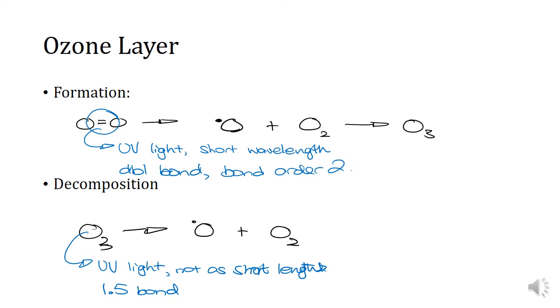A shorter wavelength of UV light is used to break apart oxygen molecules, and then a longer wavelength of UV light is absorbed by ozone molecules and breaks apart that 1.5 bond.